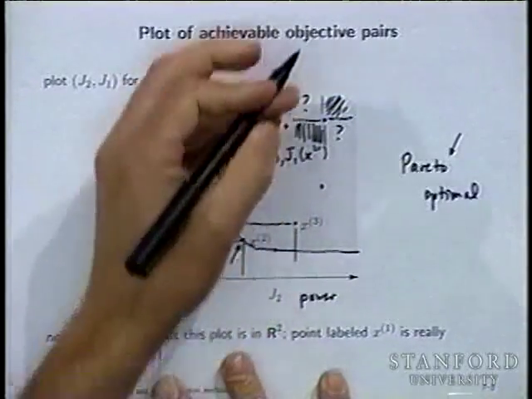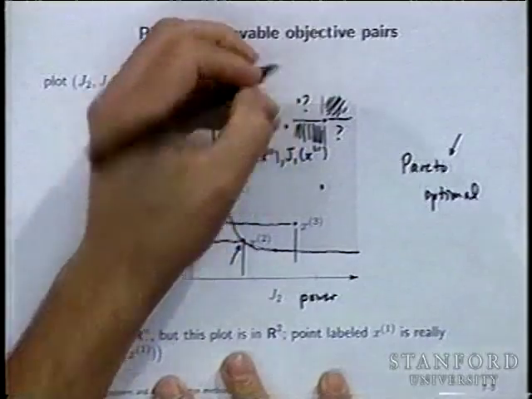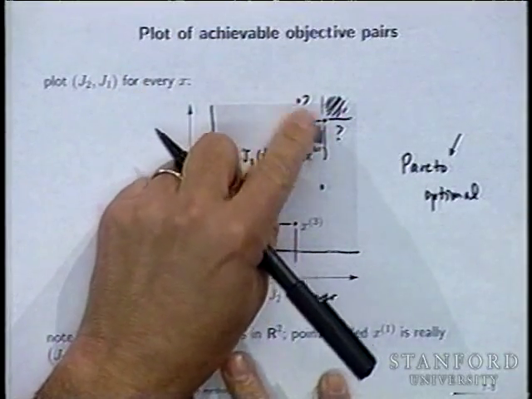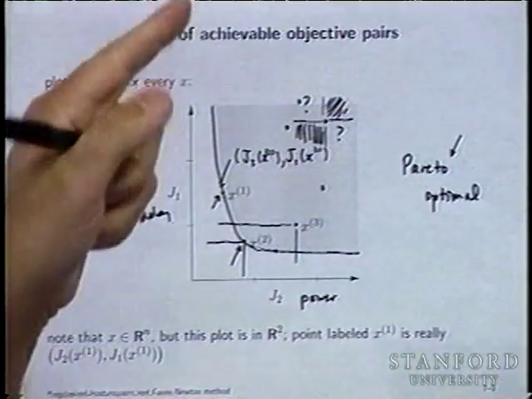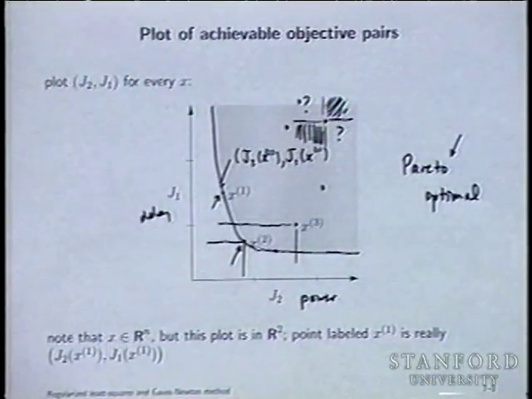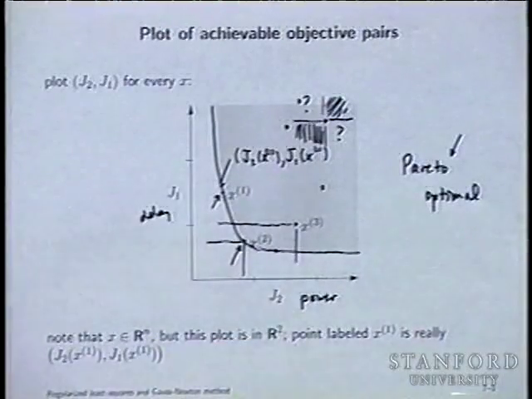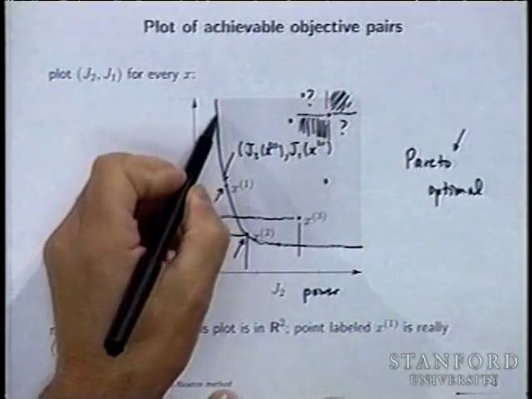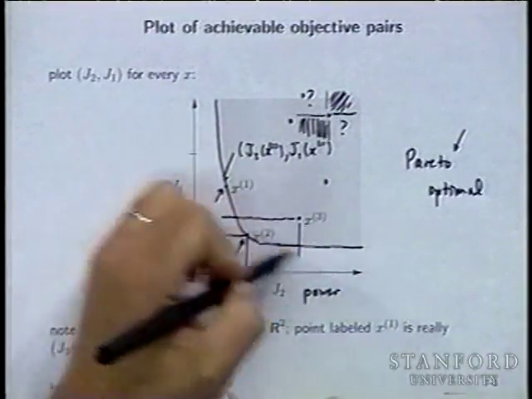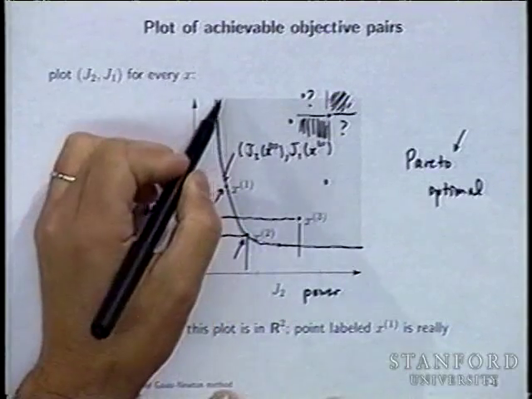If you want to compare a point here and here, one of the ways you'd say this is that these two points are not comparable. One has better J1, but worse J2. The other has better J2, but worse J1. So they're incomparable, is what you say. Okay. Now, the boundary here, these are called Pareto optimal points.